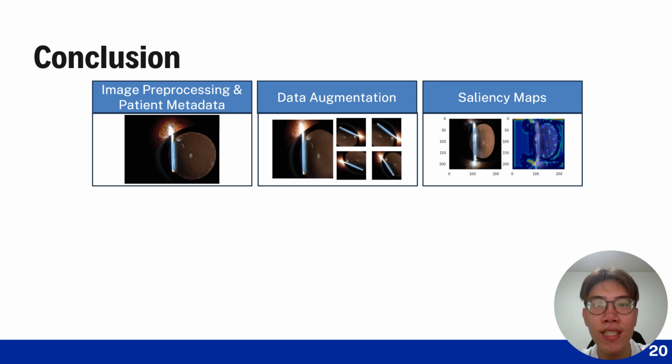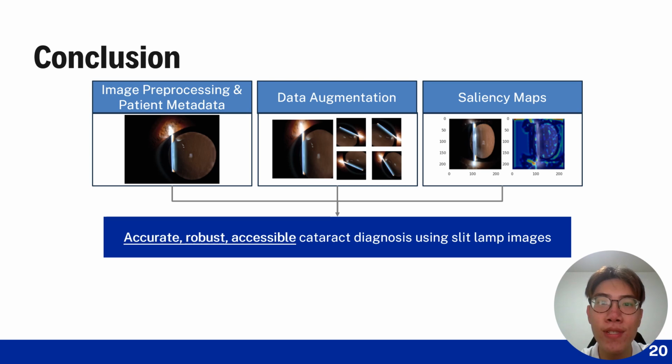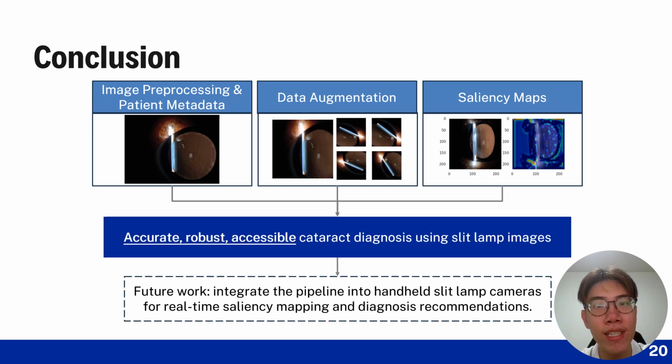In conclusion, the image preprocessing, the complement of patient metadata, data augmentation, and saliency maps combine to give an accurate and robust cataract diagnosis using slit lamp images. Further development could be done to integrate the pipeline into the handheld slit lamp camera for real-time saliency mapping and diagnosis assistance.